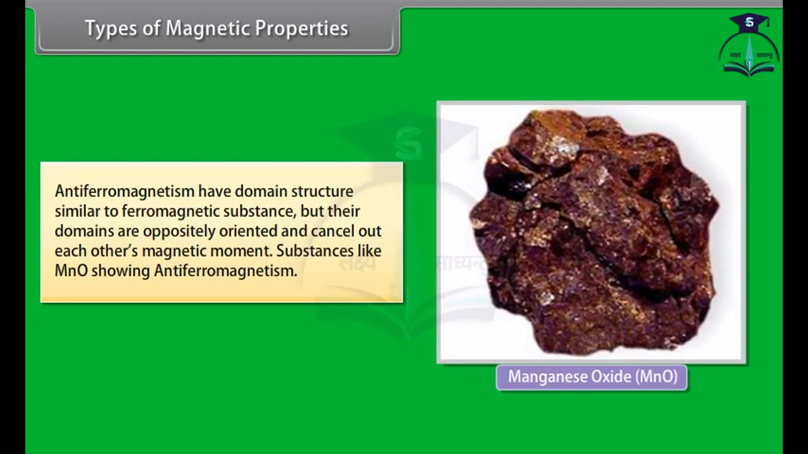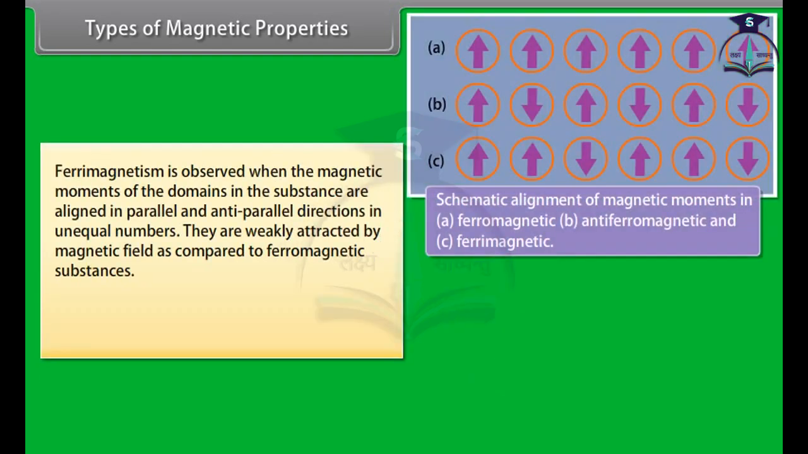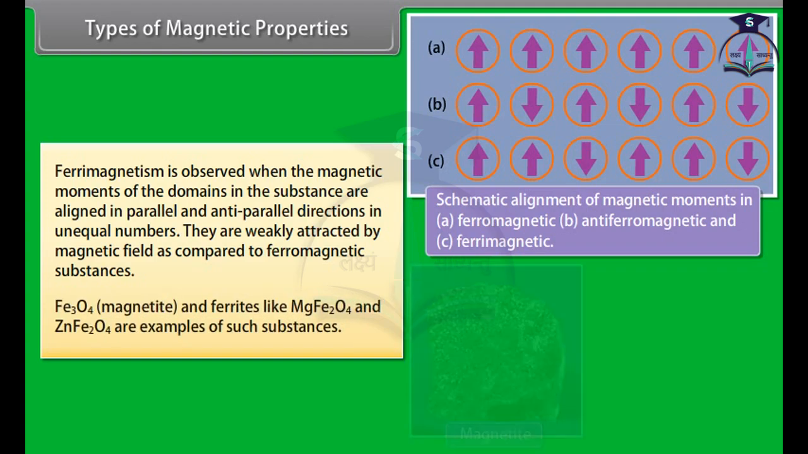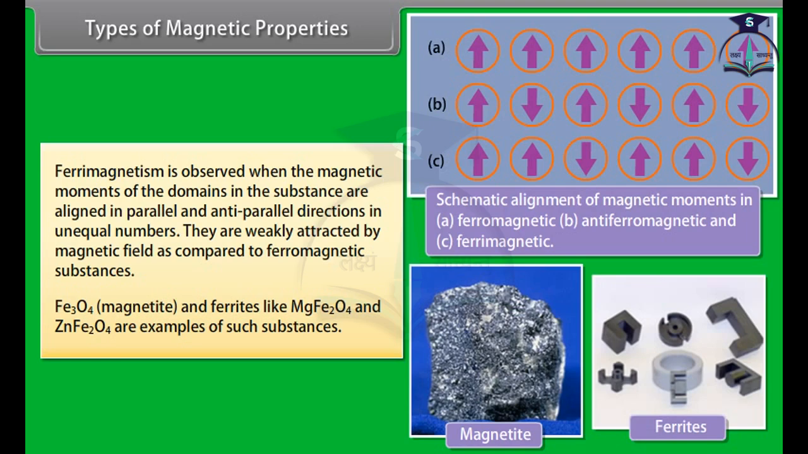Antiferromagnetic substances have domain structure similar to ferromagnetic substances, but their domains are oppositely oriented and cancel out each other's magnetic moment. Substances like MnO show antiferromagnetism. Ferrimagnetism. Ferrimagnetism is observed when the magnetic moments of the domains in the substance are aligned in parallel and anti-parallel directions in unequal numbers. They are weakly attracted by a magnetic field as compared to ferromagnetic substances. Fe3O4, magnetite, and ferrites like MgFe2O4 and ZnFe2O4 are examples of such substances.